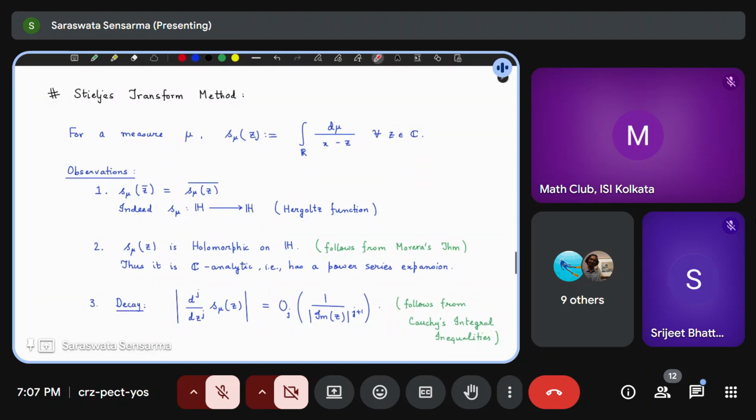But the main thing is, when we prove the central limit theorem, we do two things, right? We first say measures converge if and only if characteristic functions converge.